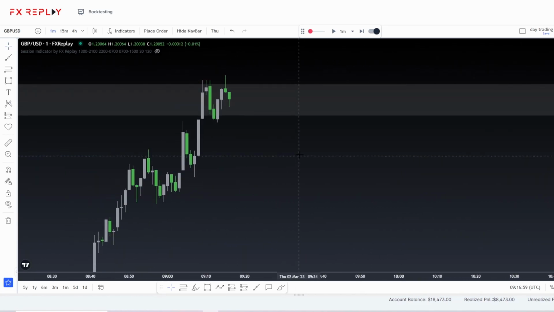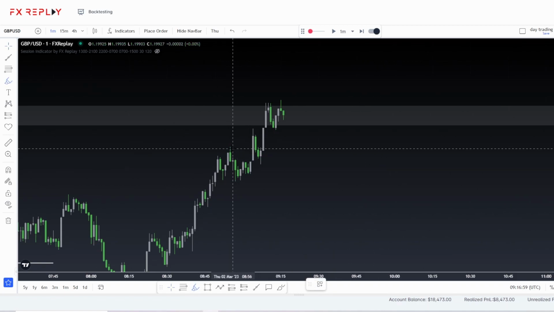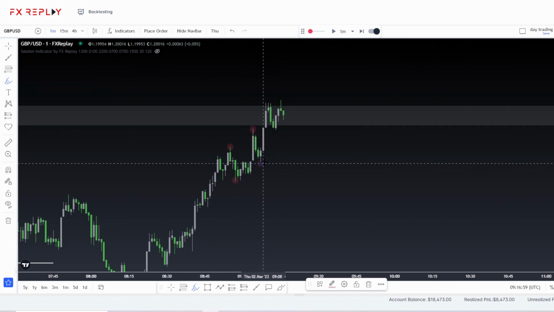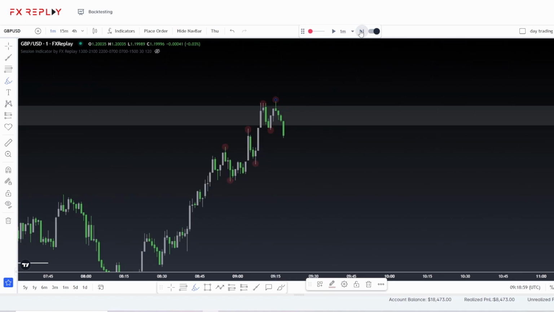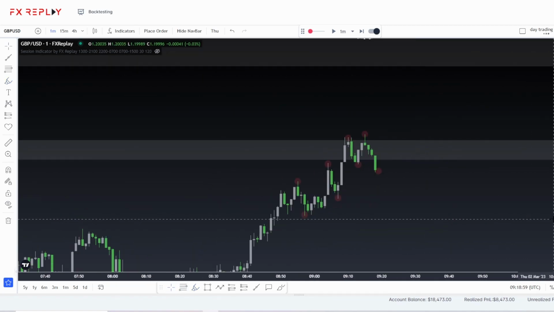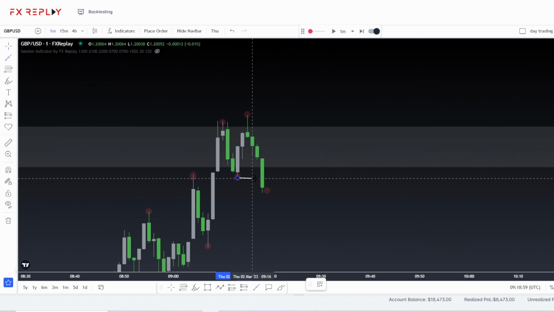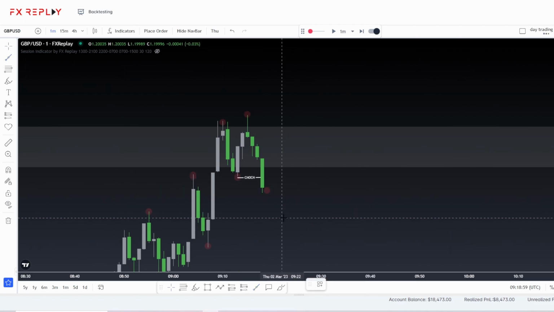It's only wicked out. And now we need to mark out the structure. We have a high there and a low there, a higher high, higher low, higher high, higher low, higher high, lower low. So now we have had our change of character. Now we have realigned with the 15-minute order flow. Okay?